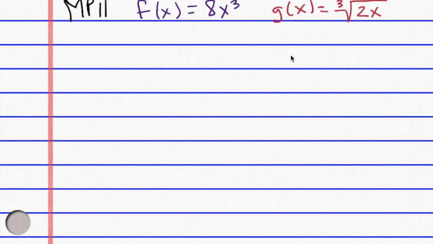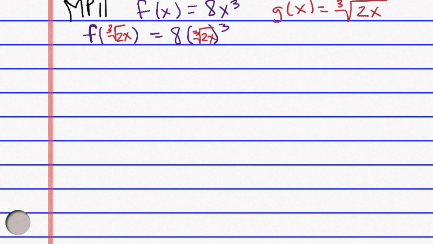Now we are going to check to see if these two functions are inverses of each other. So I'm going to take my purple function first, f of x, and plug in g of x, my red function. So let's get started here. I'm going to write f of x equals 8 times x cubed. And instead of putting in x, we're going to put in the g of x function, which is the cube root of 2x. So now the cube root of 2x.